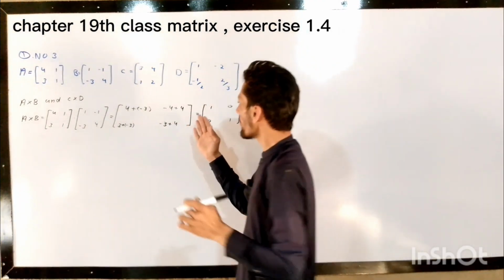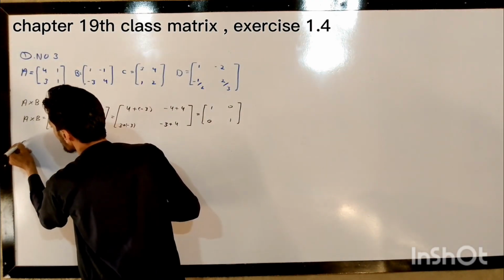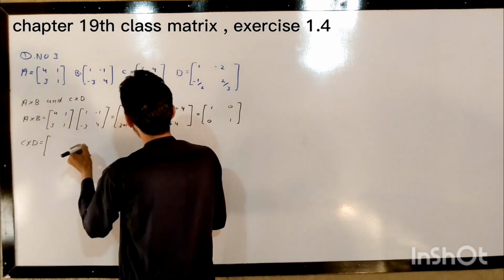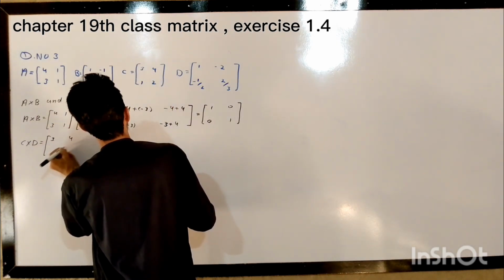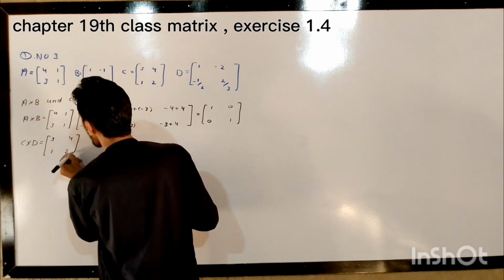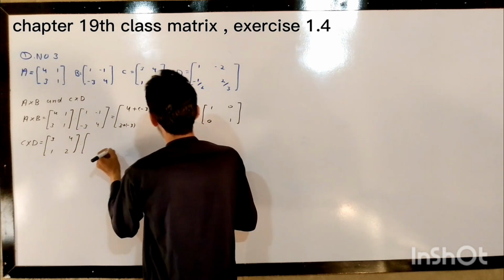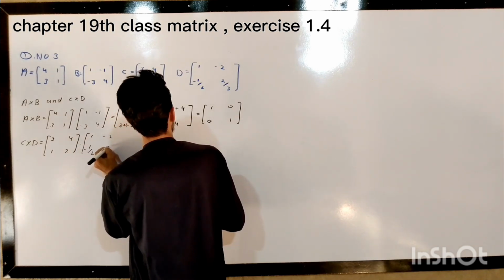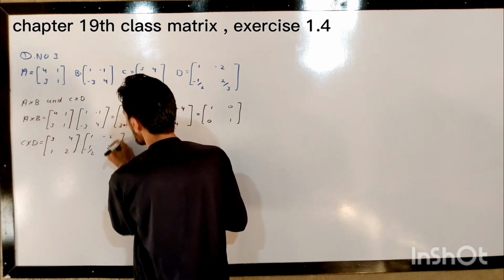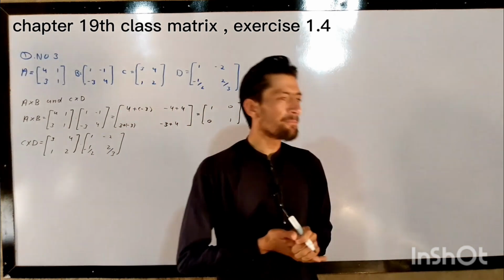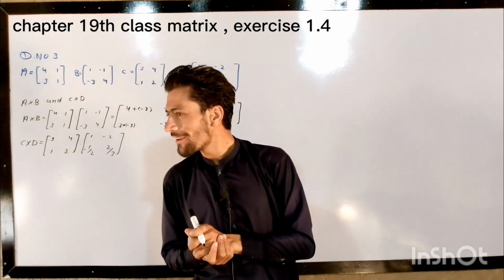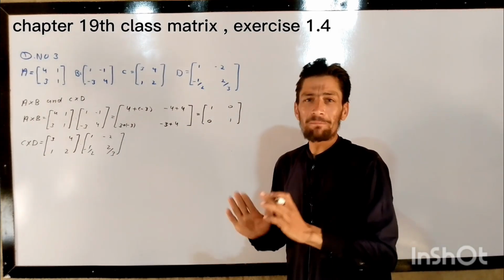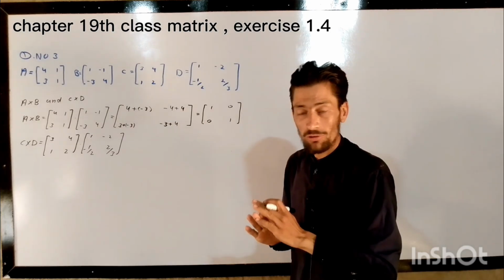And the second one is C cross D. C cross D will be equal to 3, 4, 1, 2 dot 1, minus 2, 1 over 2 and 2 over 3. The question is looking a little bit complicated. Are you understanding all? Okay, perfect. It is a little bit complicated, meaning complex, a different one, but we will try to solve it right now.